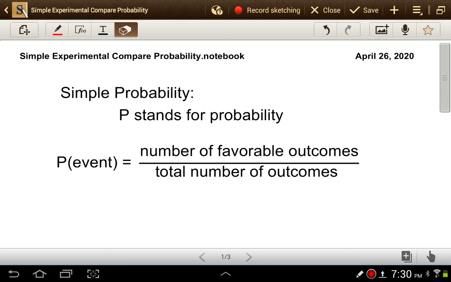To find simple probability, you take the probability of an event, whatever it is. If you're rolling dice, the event would be rolling a 2. So the probability of an event equals the number of favorable outcomes, what you want to occur, divided by the total number of outcomes. You can express your answer as a fraction, a decimal, or a percent. So you have to read the problem to see how they want it to make best sense. Okay, so let's go over an example.